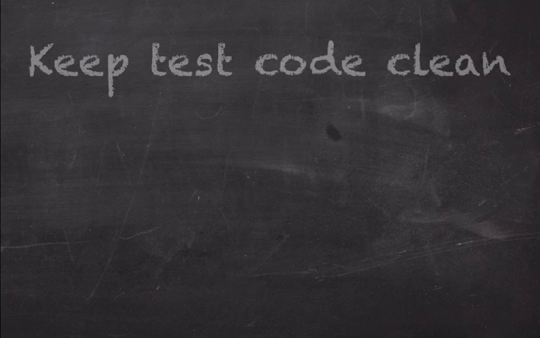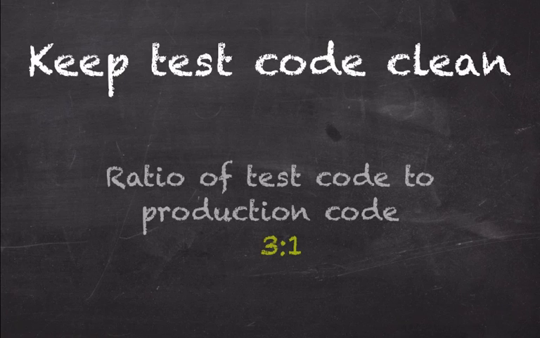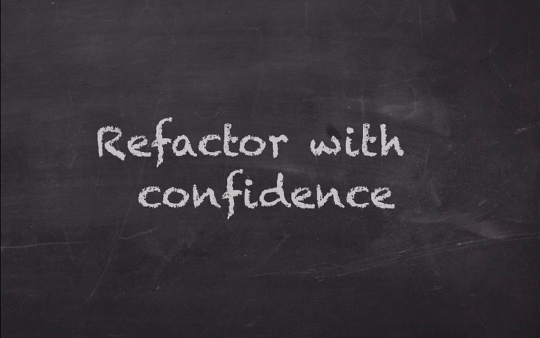Anecdotal evidence suggests that projects that use test-driven development typically have 2 to 3 times as much test code as production code. If you want to keep delivering software at a constant rate, you need to pay attention to the quality and cleanliness of your test code to ensure maintenance of this code doesn't slow you down. Writing our tests first will give us a high level of test coverage in our production code. This allows us to refactor our code with confidence that we will not break the behavior of the code, and so helps to keep our production code clean.